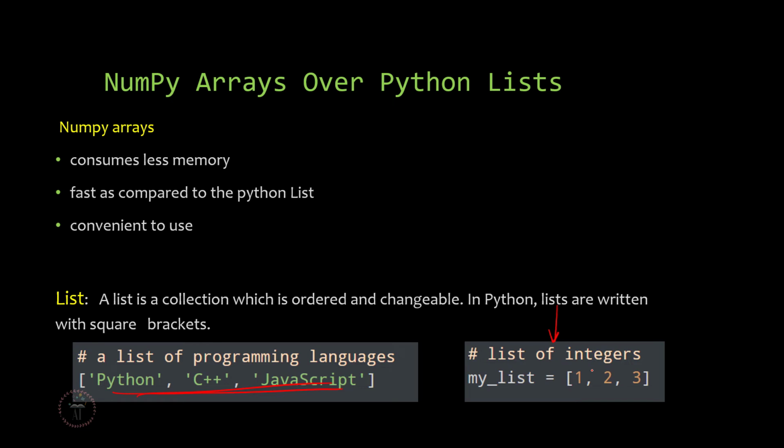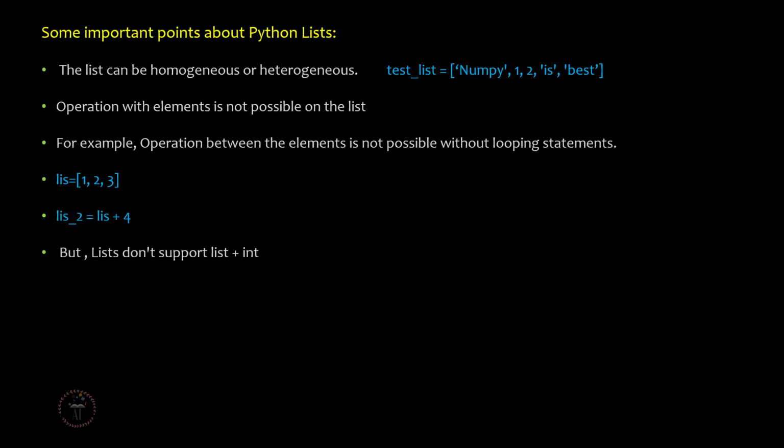So moving on. Now let's look at some of the important points that you need to remember about this Python list. The reason that we prefer a NumPy array over a Python list is that a Python list can be homogeneous or it can be heterogeneous. Because of this, it consumes a lot of memory. So my interpreter has to do additional work in order to decide what elements are actually being stored in my Python list.